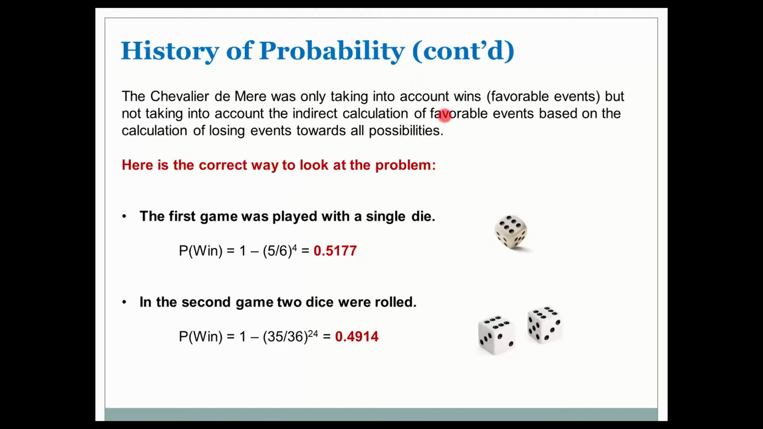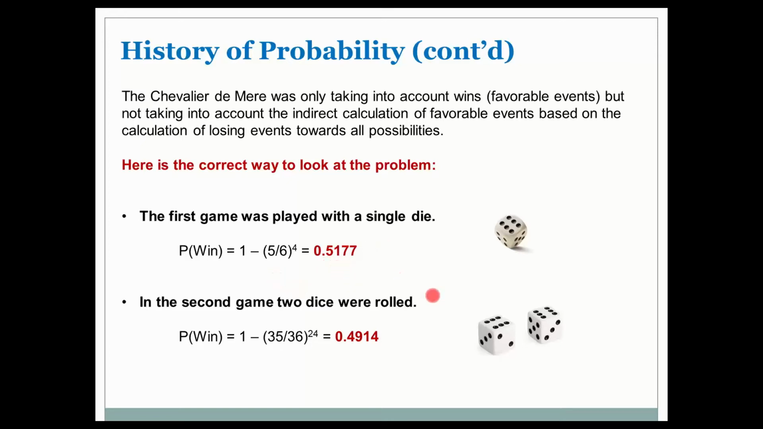The first game was played with a single die. He said the probability to win would be 1 minus the odds of not winning, to the 4th power. He did it this way and came up with 0.5177, which is over a 50% chance of winning, right? So over the long term, you're going to win more than you're going to lose. You're going to come out ahead because you're over 50% here.